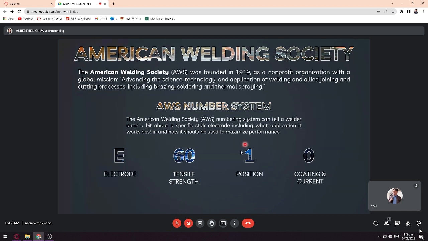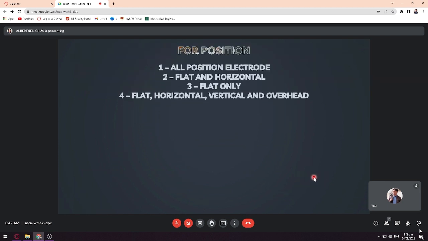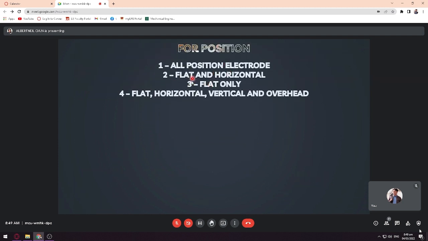Yung position naman, meron tayo mamaya, ipapakita ko kung ano yung iba't ibang position. Kapag position ng number 1, that is all position yan. Sa coating and current naman, 0, meron din tayong nagko-correspond dito na type ng coating at saka yung current na dumadaloy sa kanya. So ito. For number 1, kapag number 1 yung nakalagay, all position yung electrode natin. Kapag 2, pwede lang siyang flat and horizontal. Kapag 3 naman, flat lang yung pwede niyang position. Kapag 4 naman, flat, horizontal, vertical, and overhead.